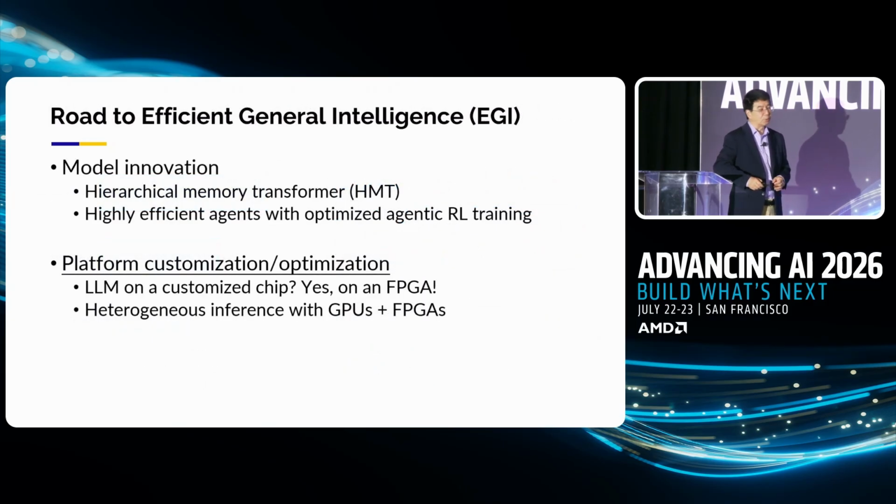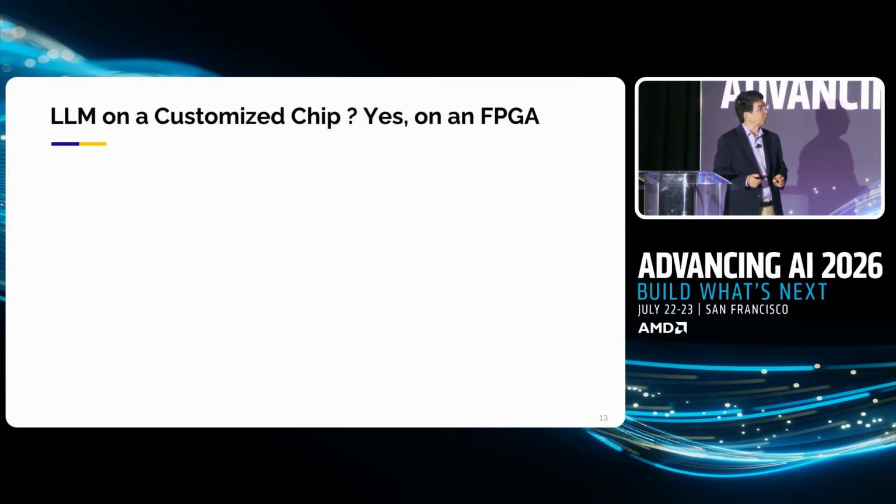So the second part I want to talk about is the platform customization. The first thing that probably comes to mind is, can we put this LLM on a customized chip? Do we really have to run on general purpose CPUs, GPUs? A customized chip is hard to do. At UCLA, in an academic setting, we can easily do it on FPGA, which is a unique strength of AMD. Let me show you what we can do.